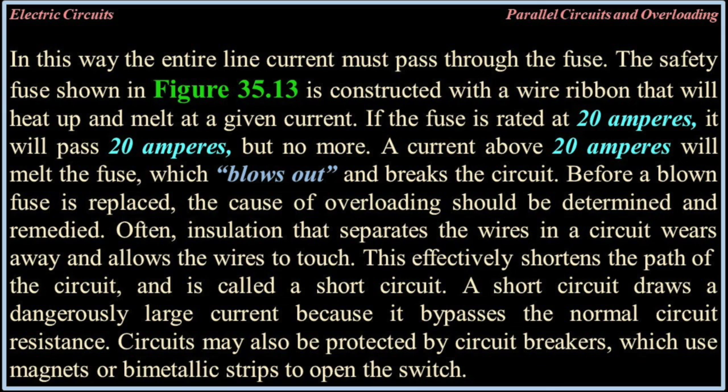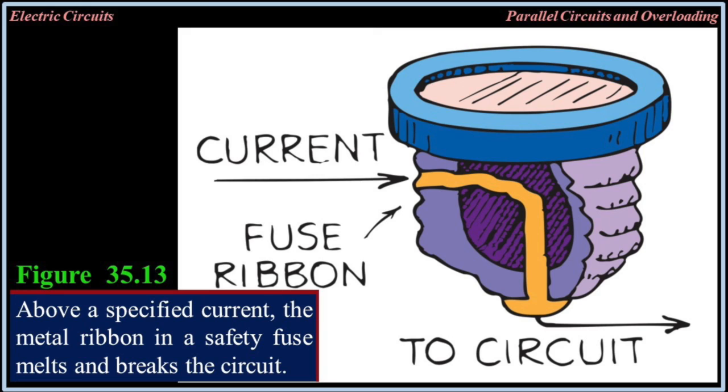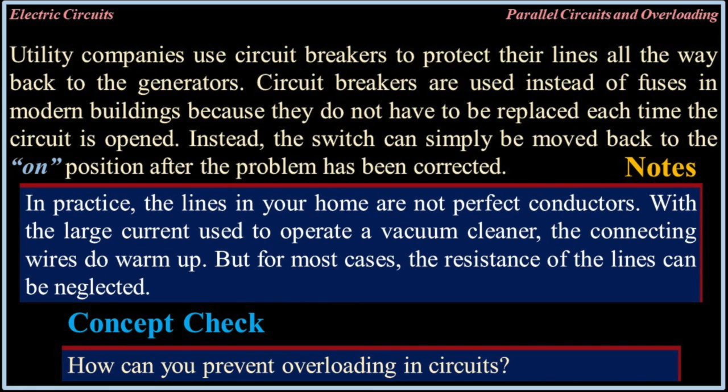Circuits may also be protected by circuit breakers, which use metallic or bimetallic strips to open the switch. Figure 35-13. Above a specified current, the metal ribbon in the safety fuse melts and breaks the circuit. Utility companies use circuit breakers to protect their lines all the way back to the generators. Circuit breakers are used instead of fuses in modern buildings because they do not have to be replaced each time the circuit is open. Instead, the switch can simply be moved back to the on position after the problem has been corrected.